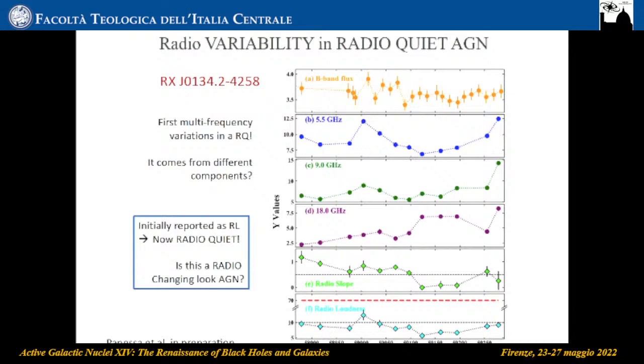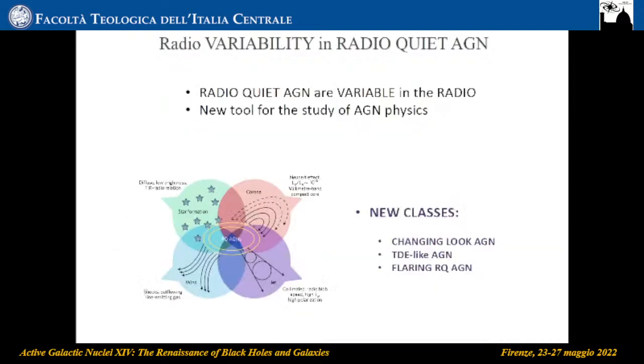We wonder if the different variability components here may come from different components of a low-power jet, for instance. This was reported as a radio loud source initially, but now we measure that it's radio quiet, so I suggest this might be a class of changing look radio AGN. We like a lot this changing look stuff, so I'm going to use it.